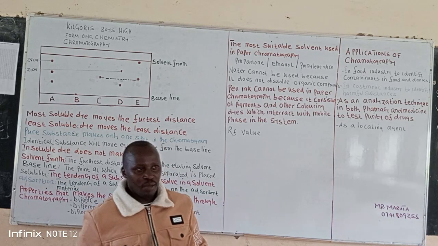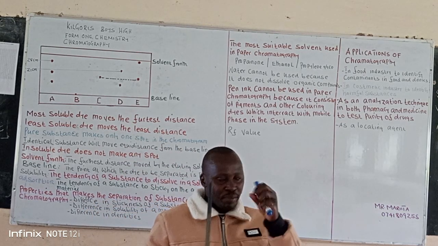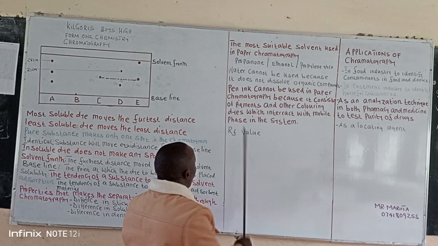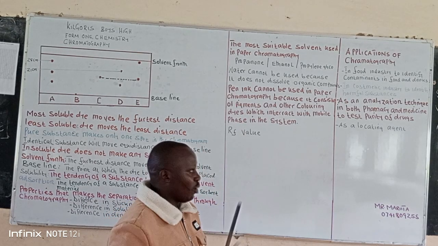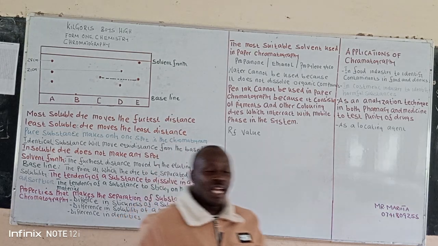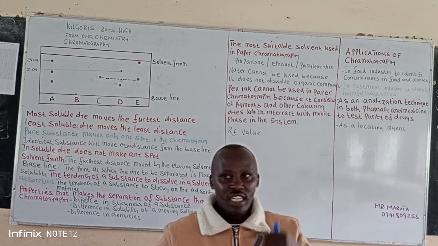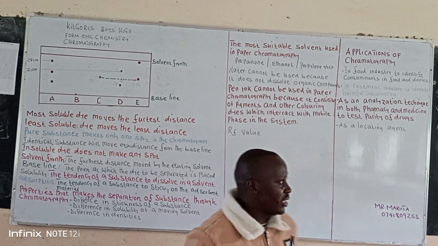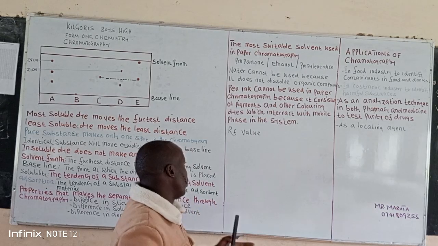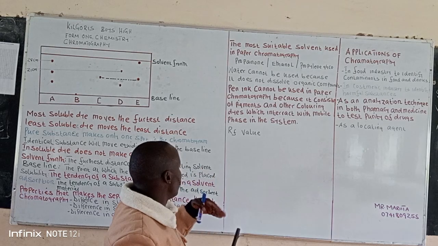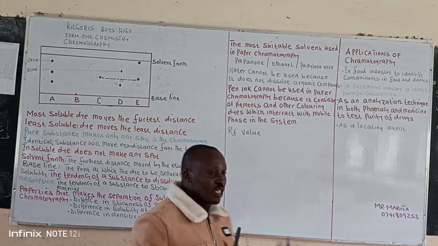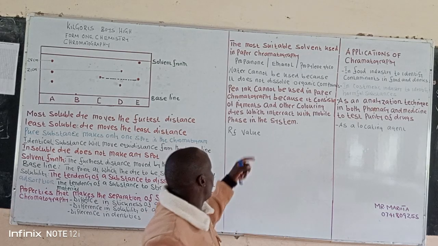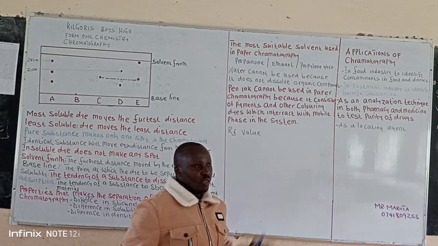So in this chromatography paper, pen ink cannot be used to draw. Sometimes ink cannot be used on a chromatography paper. Why? Because the pen ink consists of some resins or pigments and coloring material. This coloring material, or the coloring dyes, interact with the mobile phase in the system. And that is why the ink cannot be used.